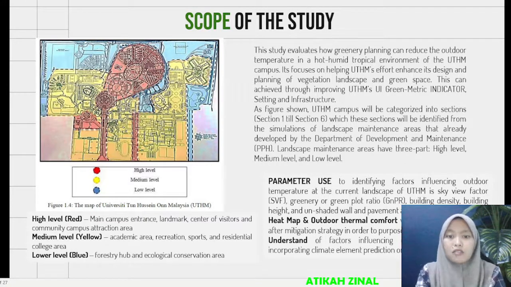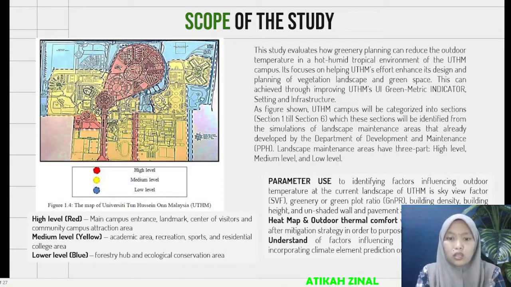This is the scope of study. This study evaluates how greenery planning can reduce the outdoor temperature in the hot, humid, tropical environment of the UTHM campus. It focuses on helping UTHM's effort to enhance its design and planning of vegetation landscape and green space. This can be achieved through improving UTHM in the UI GreenMetric indicator, which is setting and infrastructure. As previously shown, the UTHM campus is categorized into six sections. We can see this on the next slide.